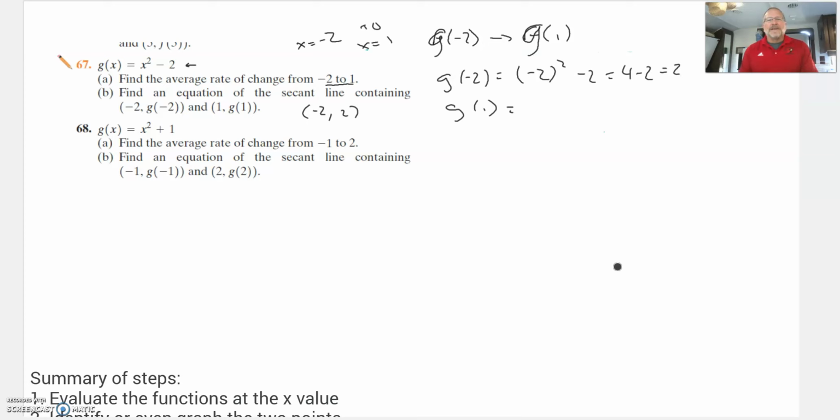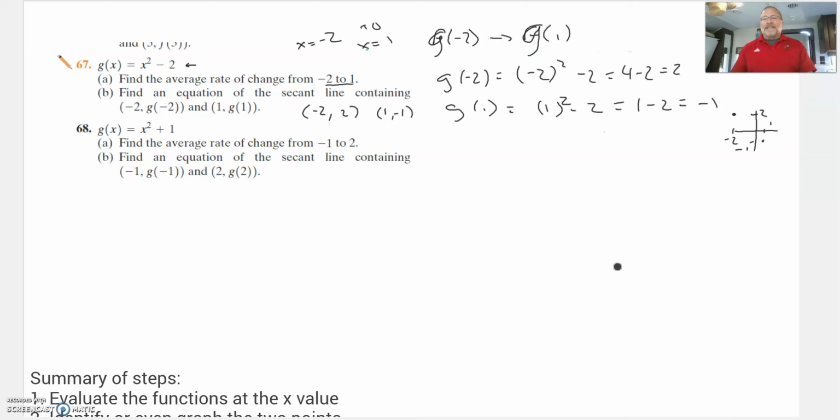g of 1 is plug and chug 1. 1 squared is 1, minus 2, we now have negative 1 as the y coordinate. So now I know I'm going from negative 2, 2 to positive 1, negative 1. Again, there's formulas out there, y2 minus y1 over x2 minus x1. You may use them if you like. I think it's important to have the visual of it. It usually prevents negative issues. So if I plot negative 2, 2, it's about there, and 1, negative 1 is about here.